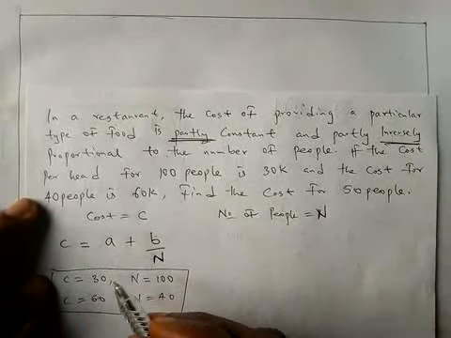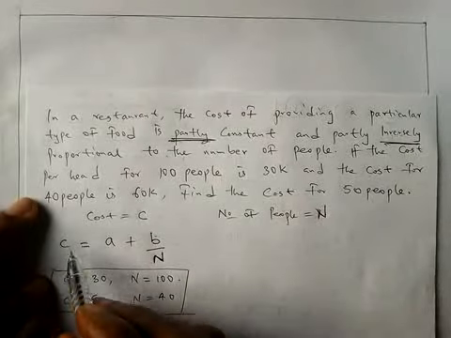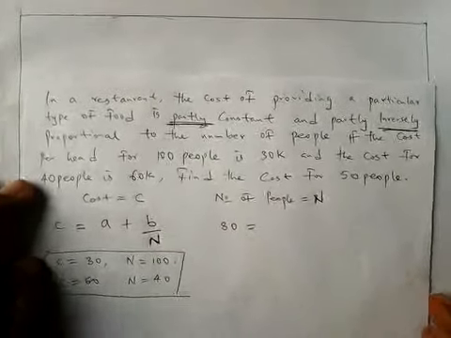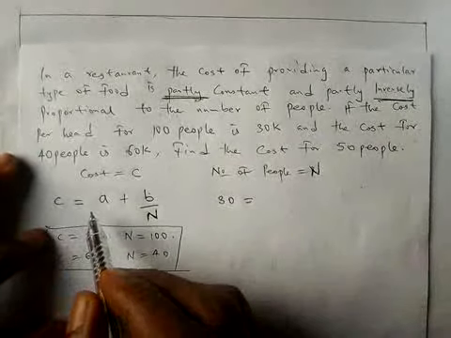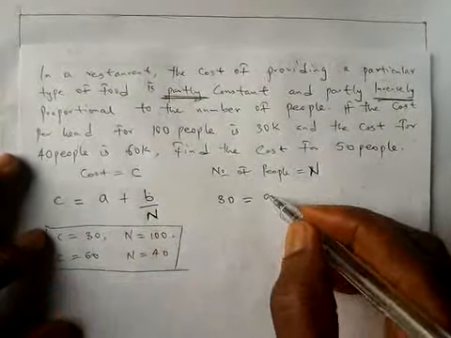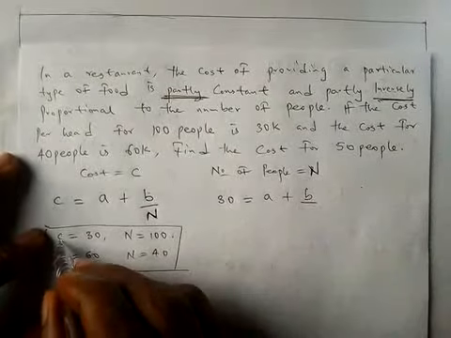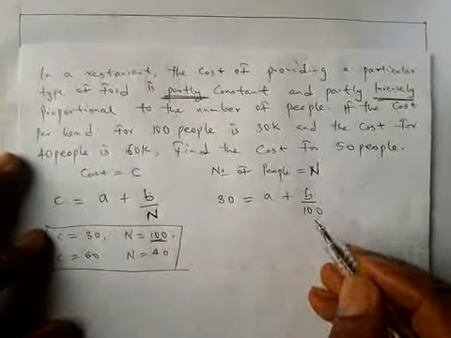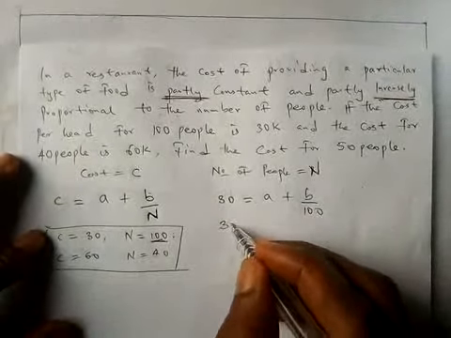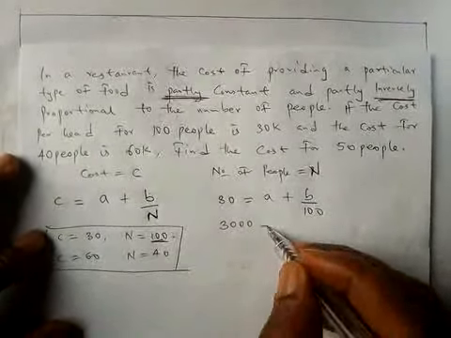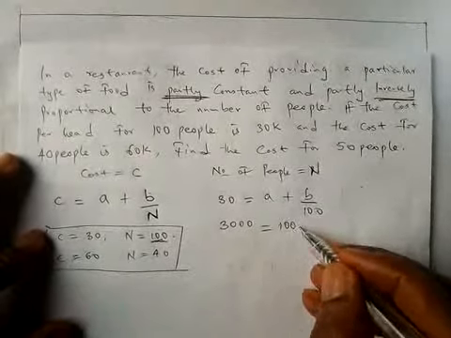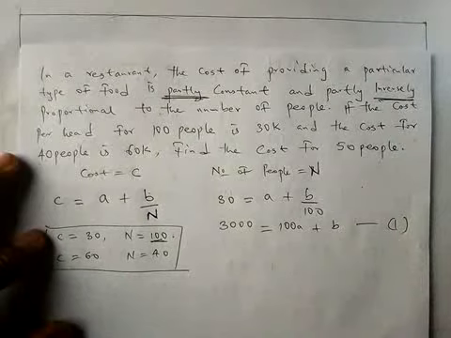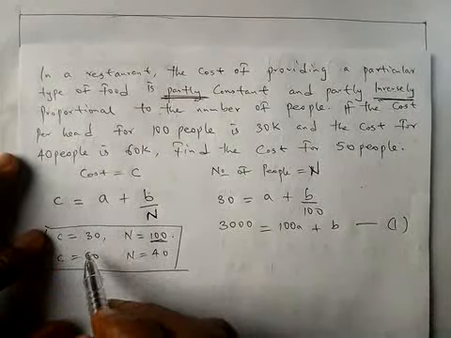So if we substitute the first case, C being 30, 30 is equal to a plus b over n, when c is 30, n is 100, so put 100 here. Multiply through with 100, you have 3000 is equal to 100a plus b, the 100 cancels. This is equation 1.